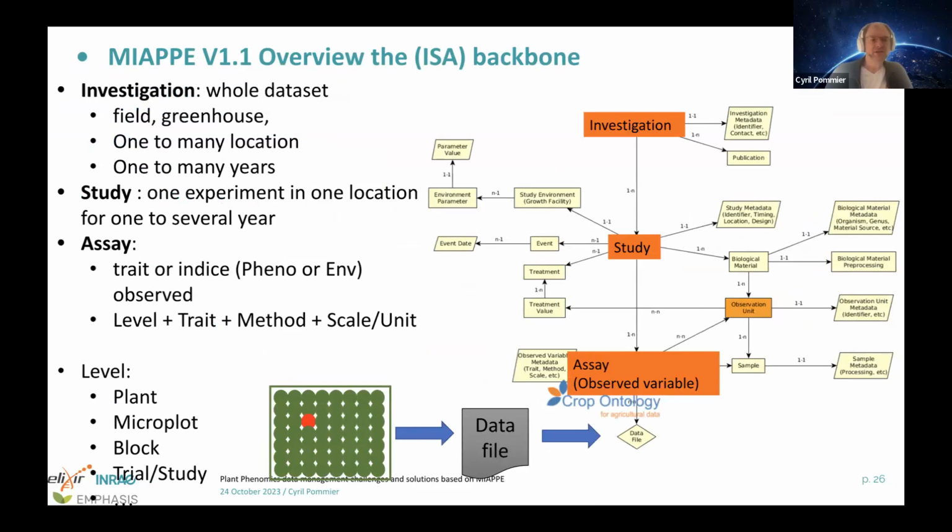Each experiment is, in fact, a study. So it's one experiment in one location for 1 to several years. So we've used the term study to describe the experiment to stick to the ISA backbone, ISA meaning investigation study assay. And finally, the assay is a trait or index, the phenotype or environment one, that is being observed, and it follows the trait method scale plus a level. So level being a plant, a microplot, a block trial study.